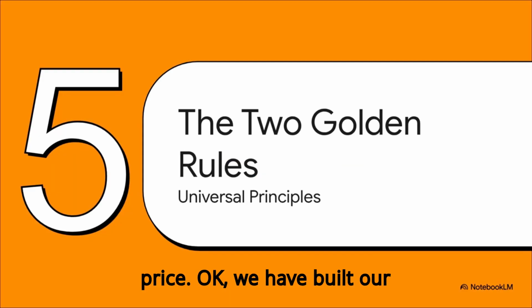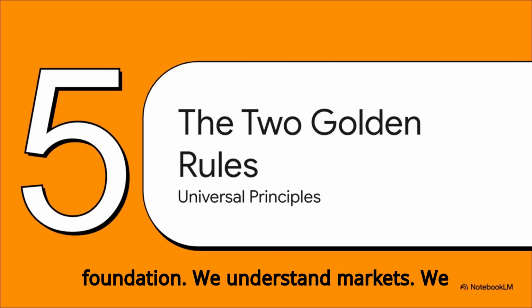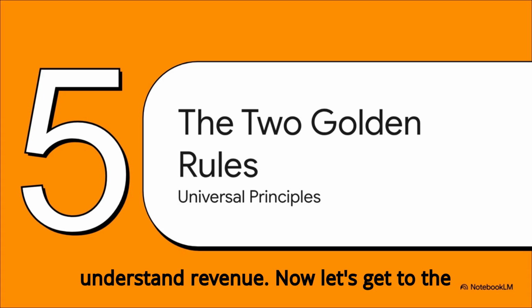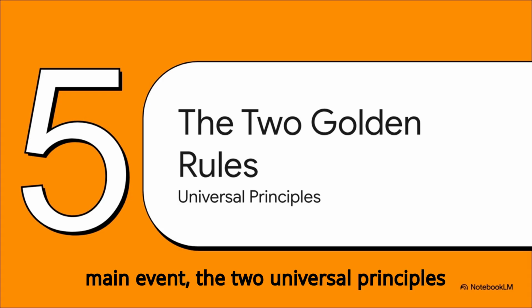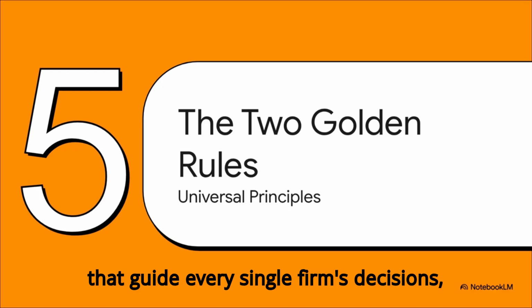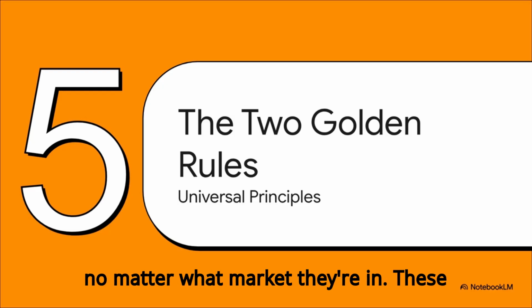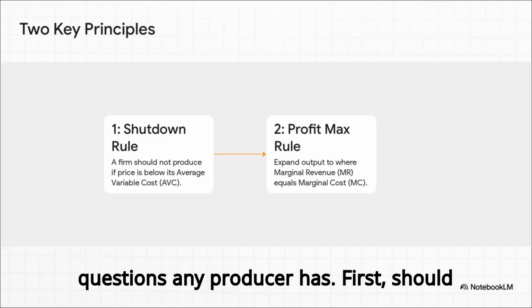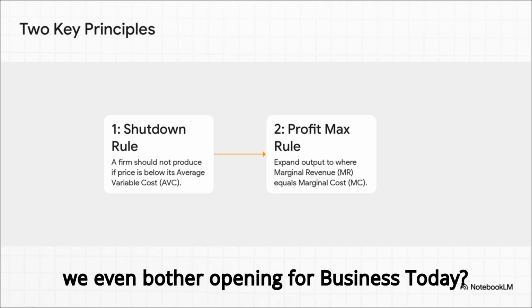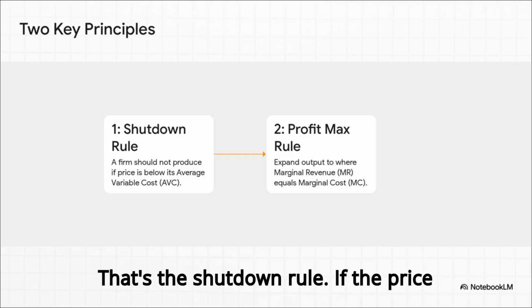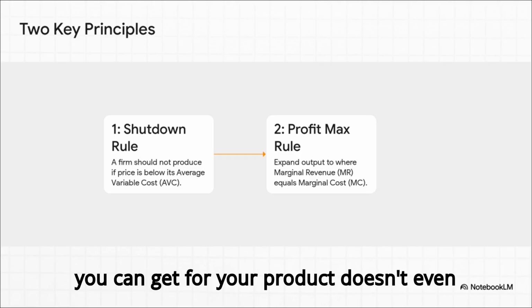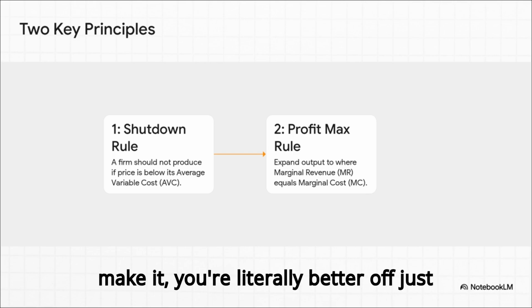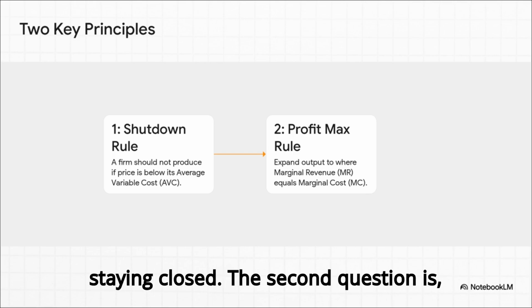Okay, we have built our foundation. We understand markets, we understand revenue. Now let's get to the main event, the two universal principles that guide every single firm's decisions, no matter what market they're in. These two rules answer the two biggest questions any producer has. First, should we even bother opening for business today? That's the shutdown rule. If the price you can get for your product doesn't even cover the cost of the raw materials to make it, you're literally better off just staying closed.